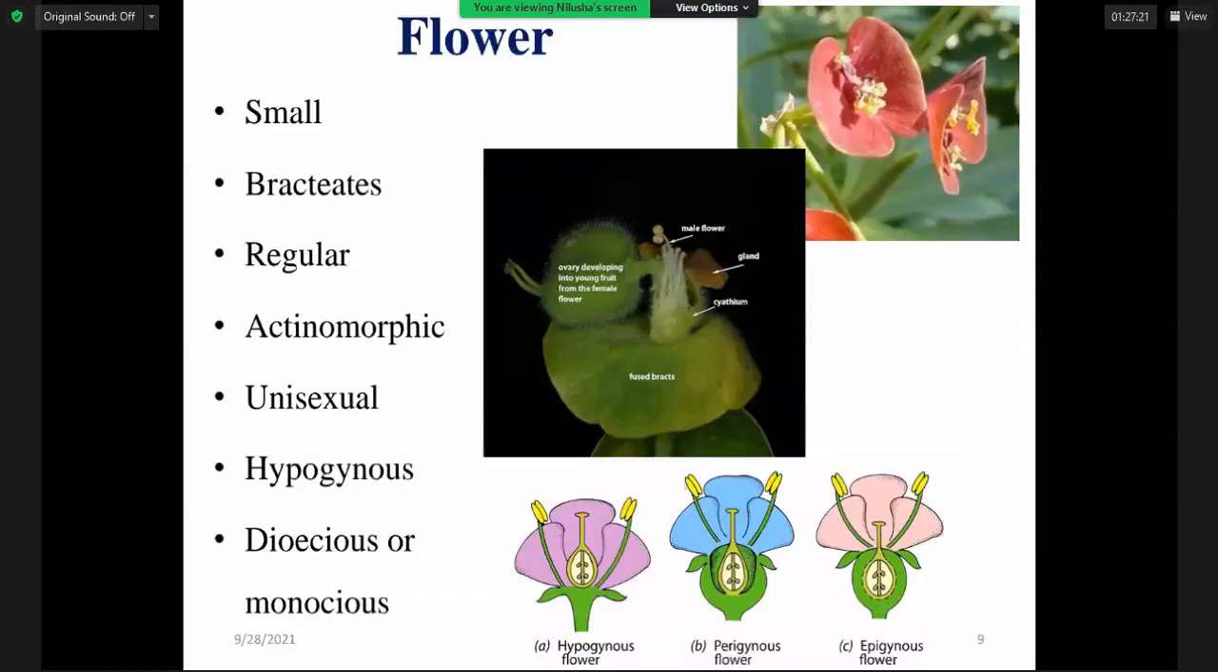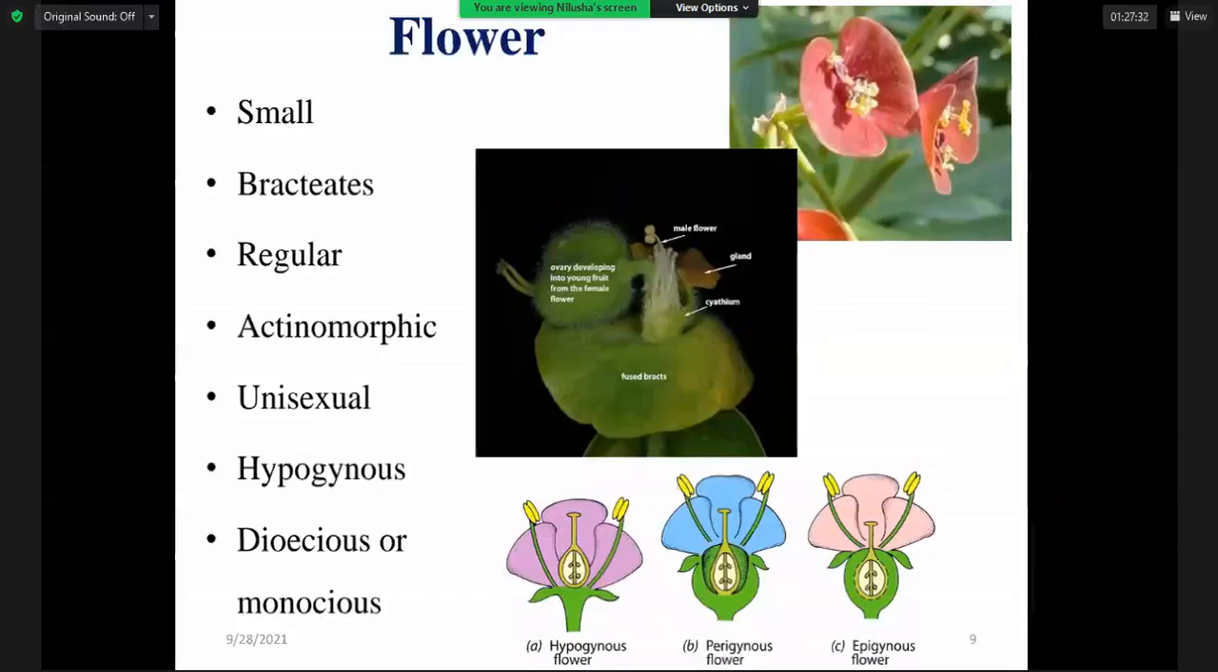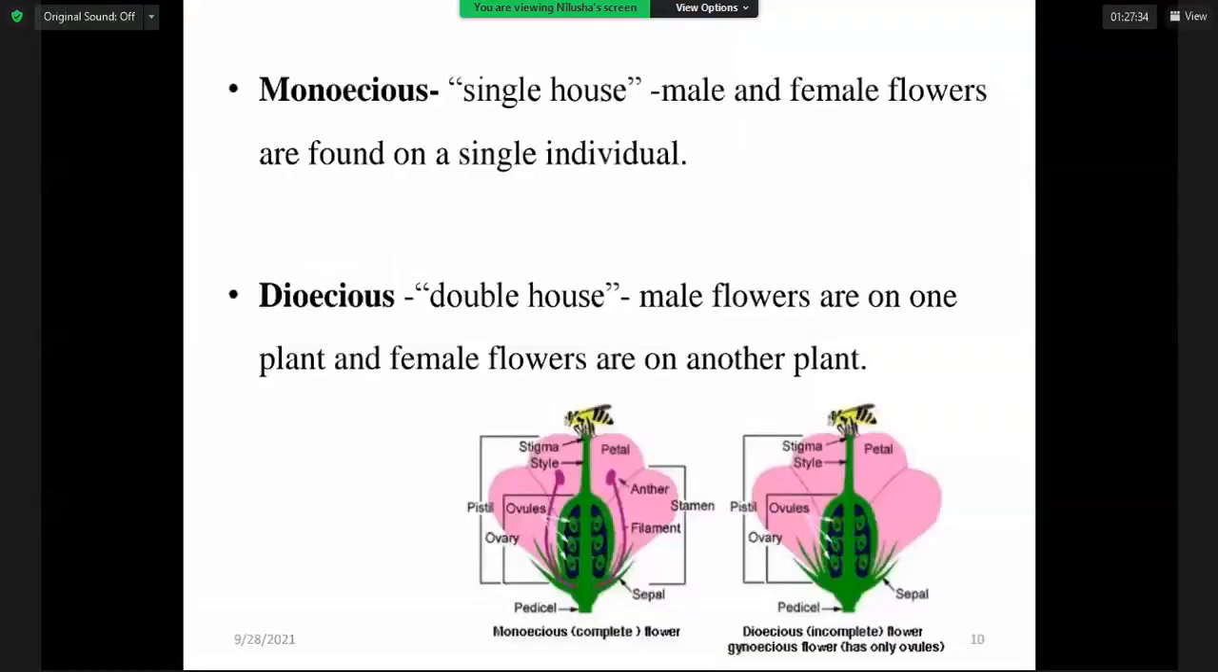And next one is this plant. I already told you unisexual, so it may be in a dioecious or monoecious condition. Monoecious means male and female flowers are found on a single individual, so we call it monoecious, or single house. Dioecious means male flowers are on one plant and the female flowers are on another plant, so we call it the dioecious condition. Is it okay to all?